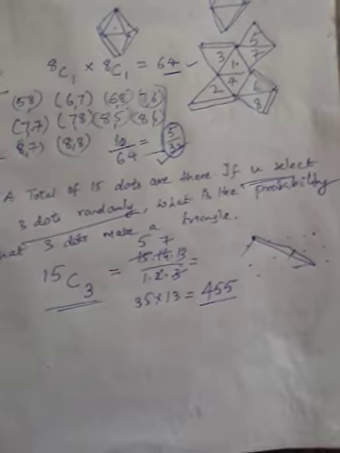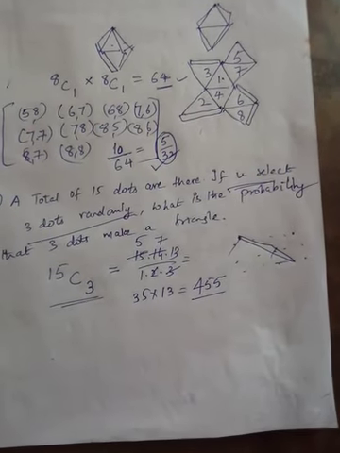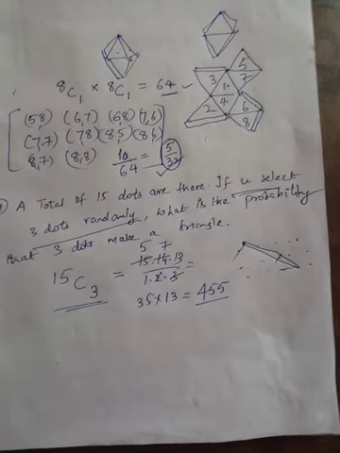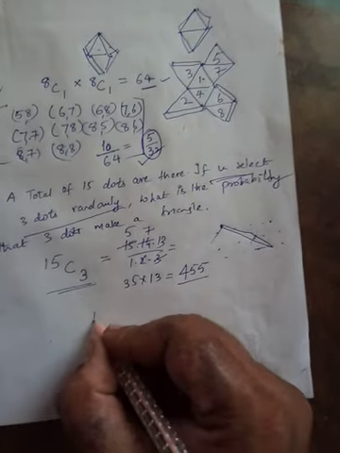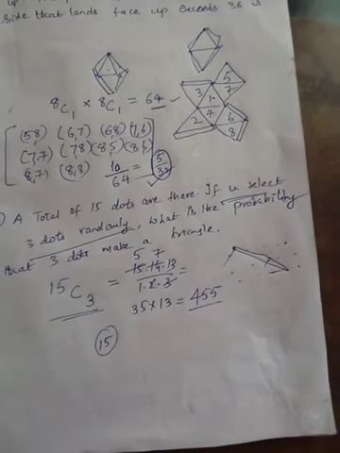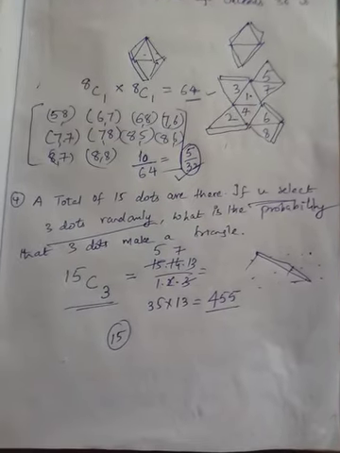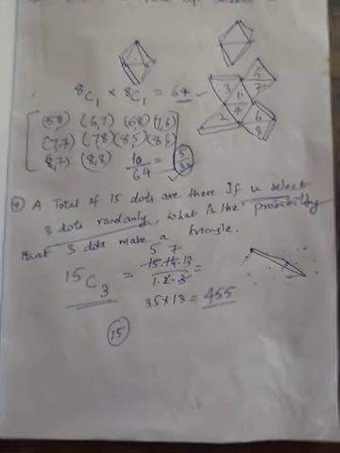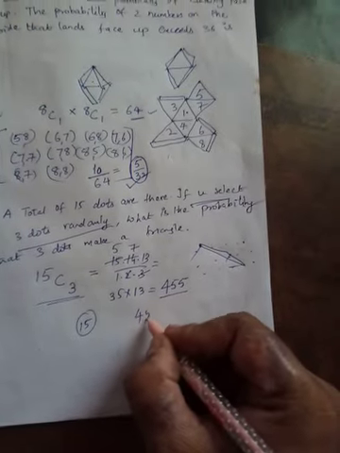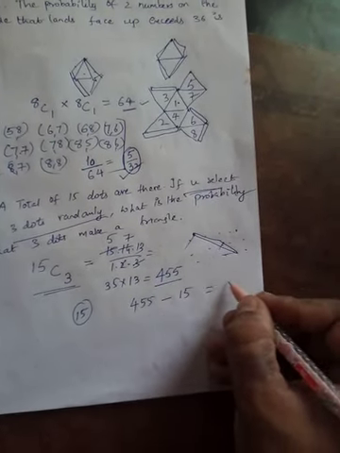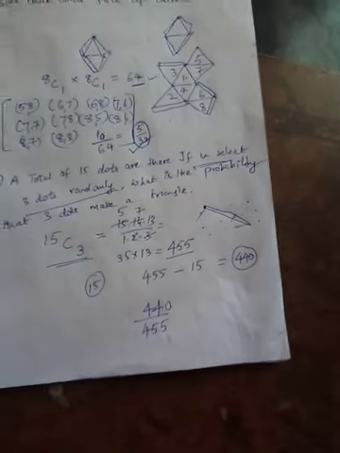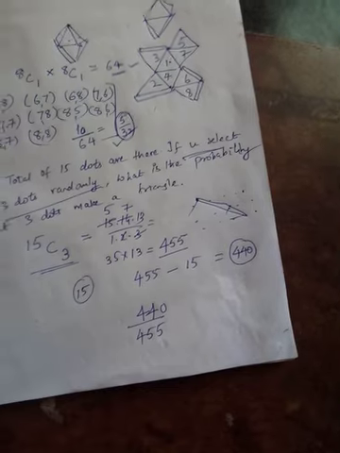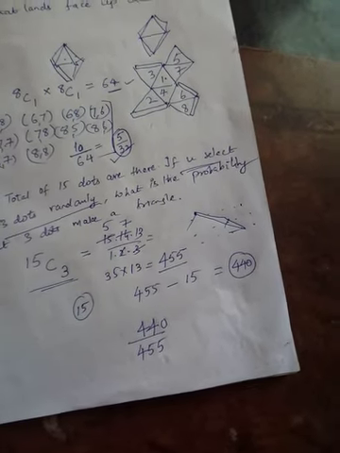So number of dots required to make a triangle. Okay, so total number of ways of not getting a triangle, if we take it, is 15. So 455 minus 15 is equal to 440. That will be the numerator. So 455 is the denominator, 440 is the numerator. If you are going to solve it, you may get the solution for this.